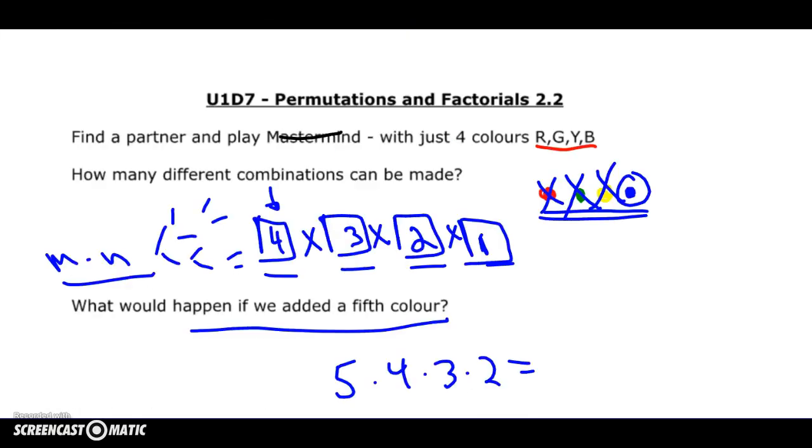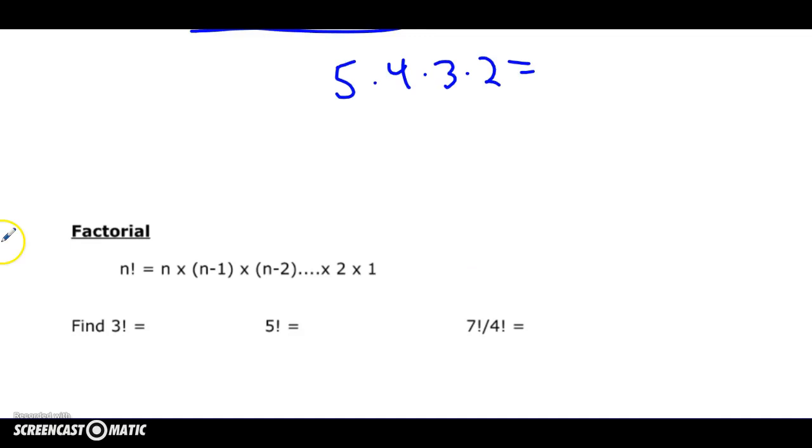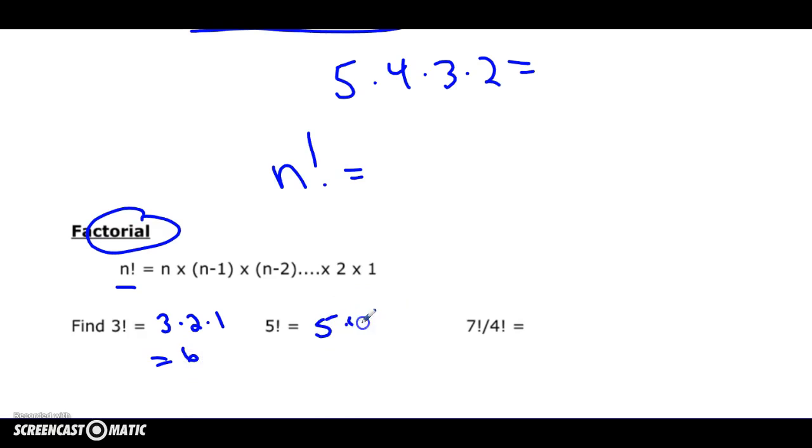So factorial, what's going on here? Factorial is this. This is not an exclamation mark, right? When you write n, or anything, with an exclamation mark behind it, what that means is take that number and multiply it by every number after it, or smaller than. So for example, 3 factorial is 3 times 2 times 1. That's 6. Okay, 5 factorial is 5 times 4 times 3 times 2 times 1.